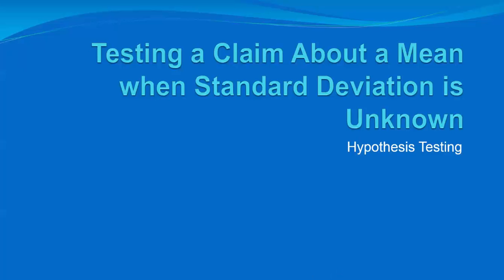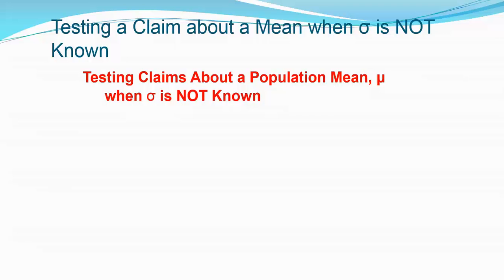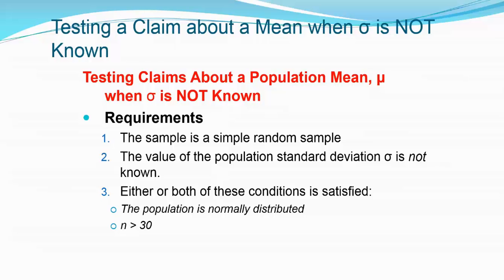In this lesson, we're going to learn how to test a claim about a mean when a standard deviation is unknown. When we test claims about a population mean mu when standard deviation sigma is not known, there are several requirements. First, the sample needs to be a simple random sample. The value of the population standard deviation sigma is also not known. And third, either or both of the following conditions must be satisfied. The population must be either normally distributed or the sample size must be greater than 30.